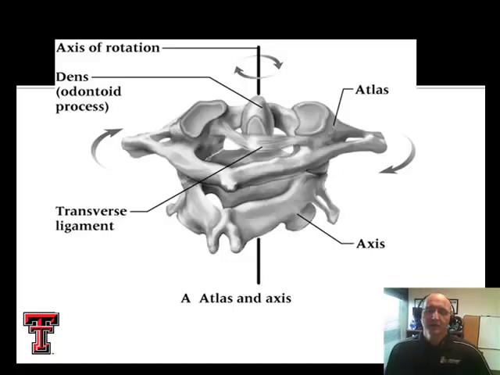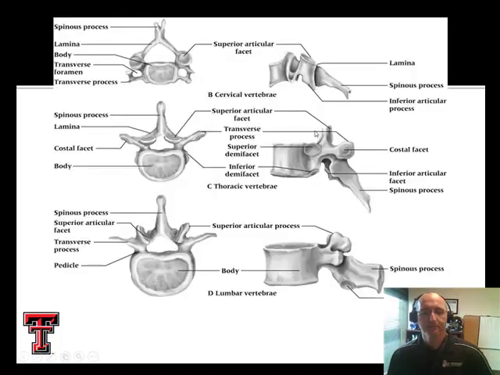Okay. So at the level of C1 and C2, this is C1, also referred to as the atlas, and C2, referred to as the axis. We see the dens of the axis actually serves as an axis of rotation for that dens to rotate around. And you see these saddle type joints here. This is the articulation between the C1 vertebrae and the skull. Okay? And the transverse ligament keeps that in position where it needs to be.